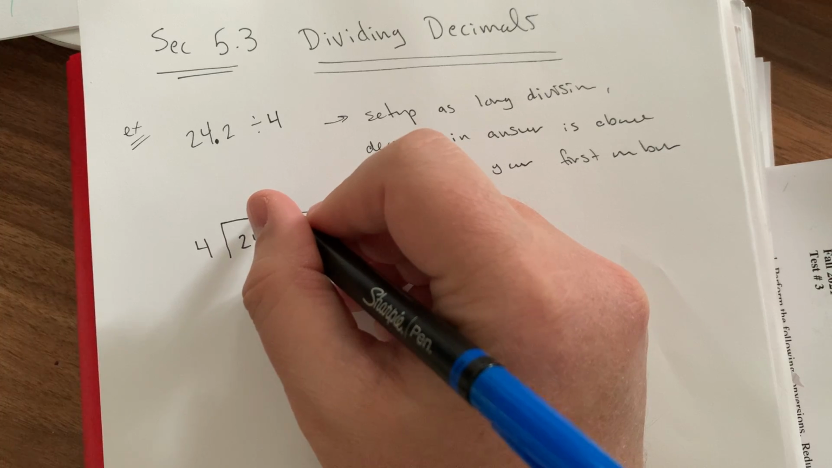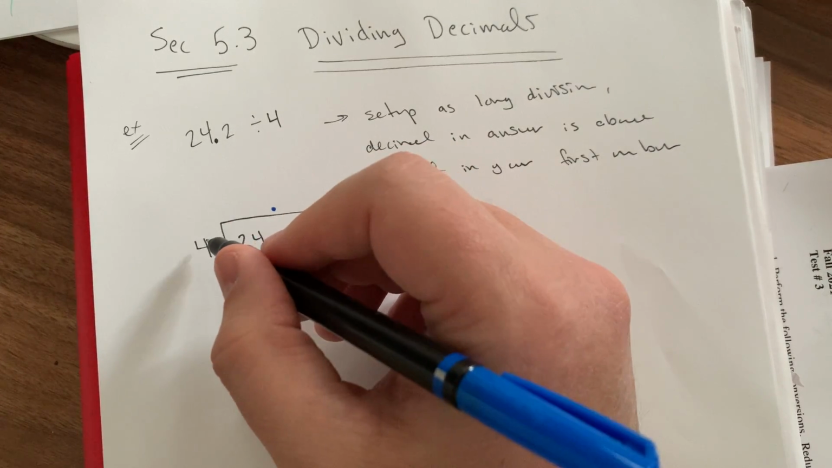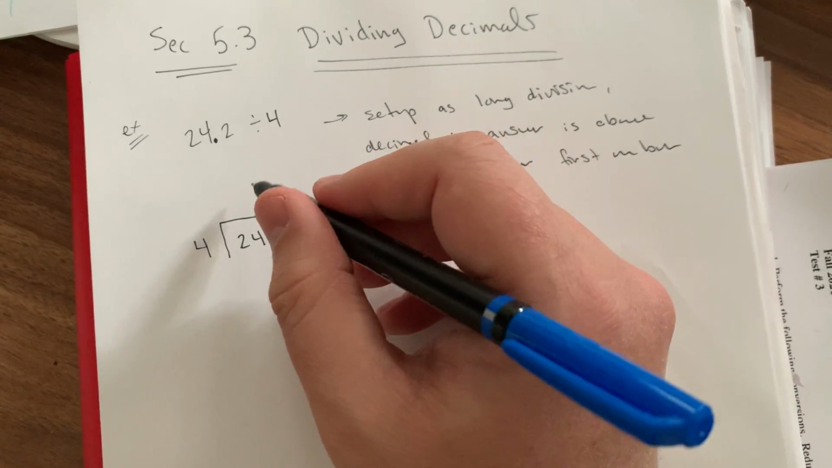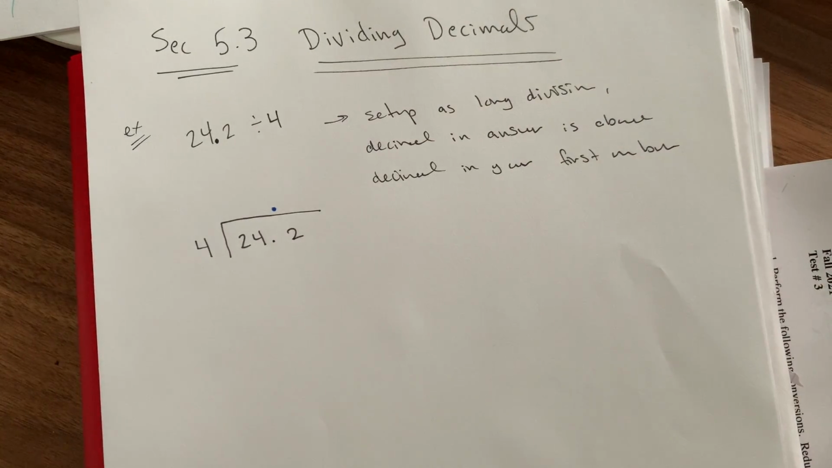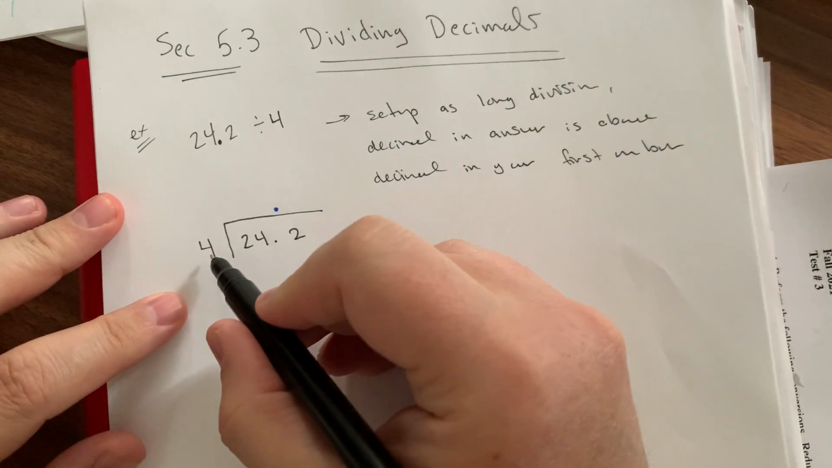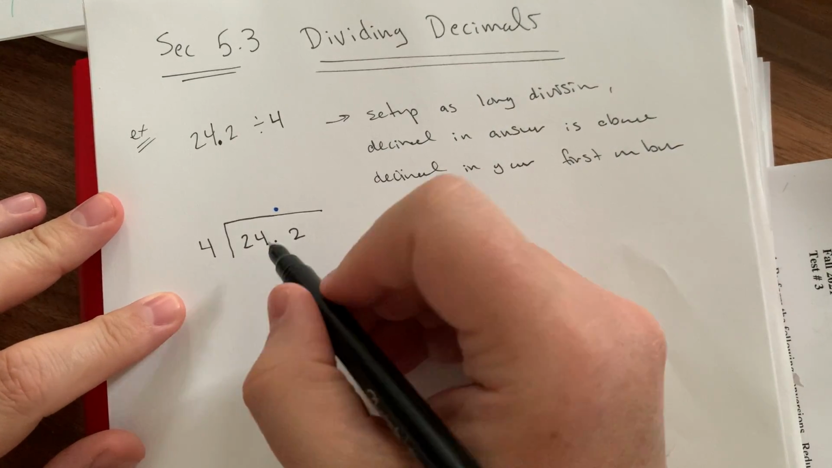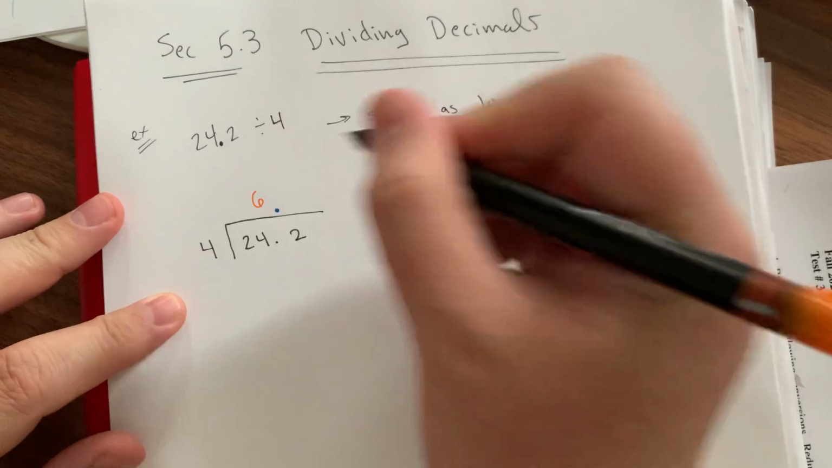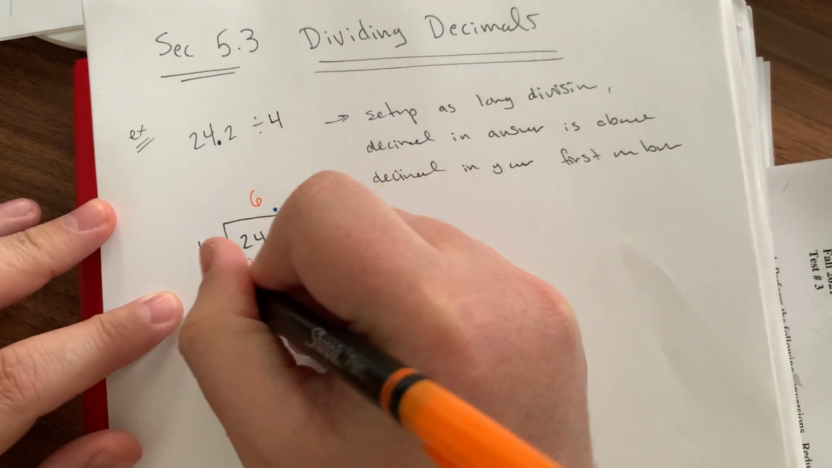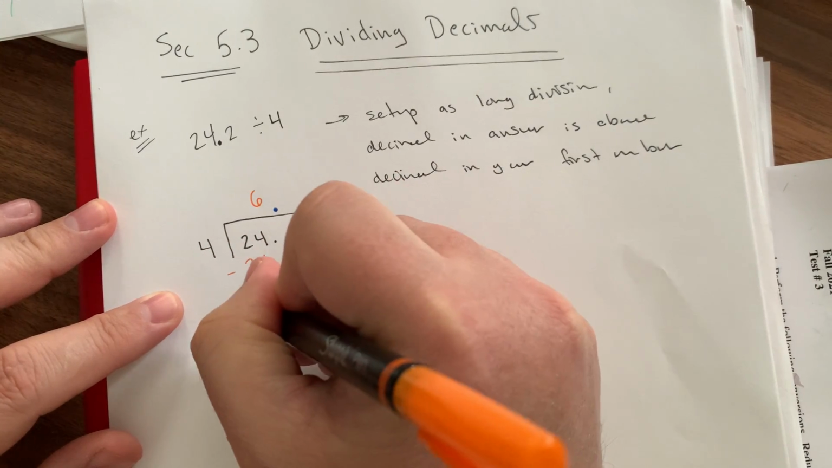So in your answer, when you're figuring out how many times 4 goes into this and that, all of that carries up top, and your decimal in the answer is in that same position. Otherwise, we're just doing regular long division. So the decimal place carries up. 4 does not go into 2. 4 does go into 24 evenly 6 times. So that's 24, since 6 times 4 is 24.